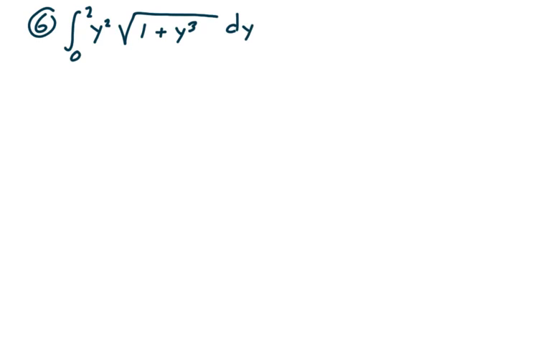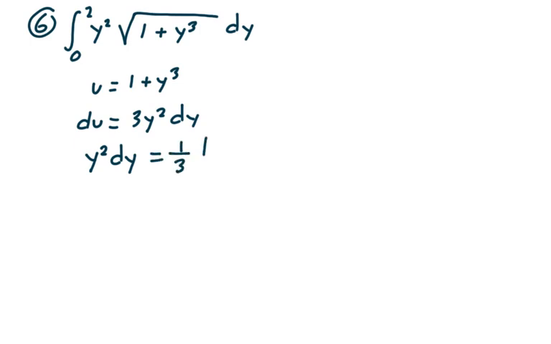Let's take a look at problem 6. Suppose we have the integral from 0 to 2 of y squared times the square root of 1 plus y cubed, dy. So I'm going to let u equal 1 plus y cubed. du is 3y squared dy. So y squared dy is 1/3 du.